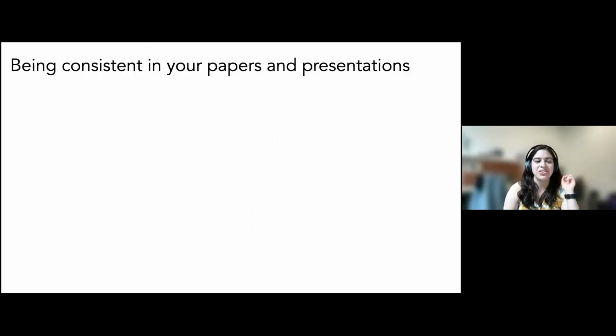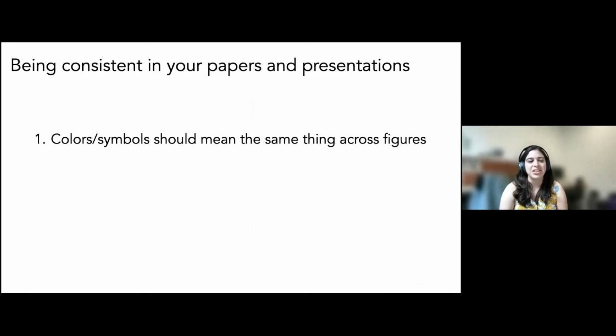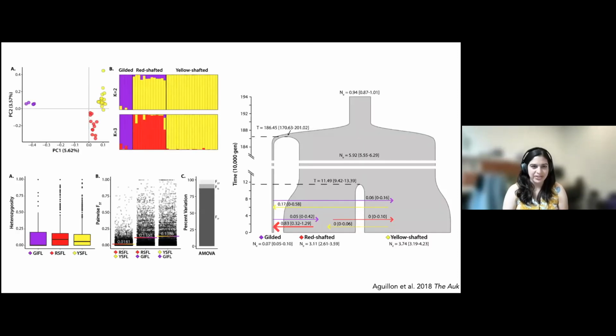So thinking about consistency in your papers and presentations, the first thing I think is that colors and symbols should mean the same thing across figures. Say that again: colors and symbols should mean the same thing. So if I show you these three figures, again, it doesn't matter if you know anything about what's in this figure.